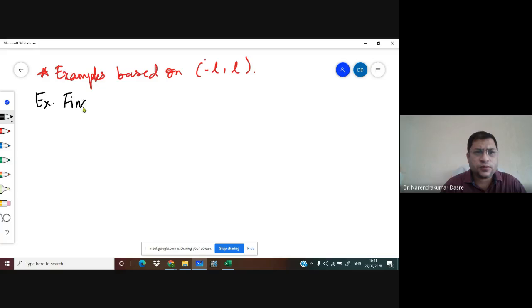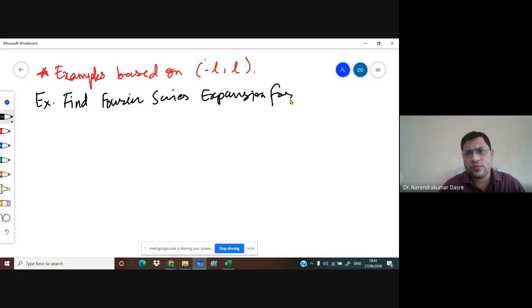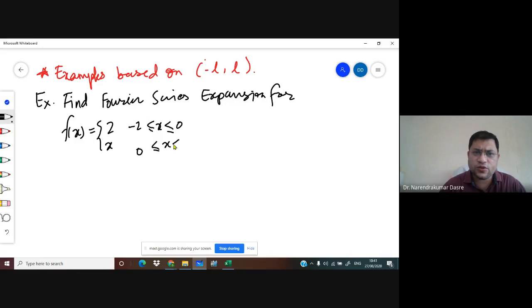Find the Fourier series expansion of f of x equal to 2 for minus 2 less than or equal to x less than or equal to 0, and x for 0 less than or equal to x less than or equal to 2, with period 4.